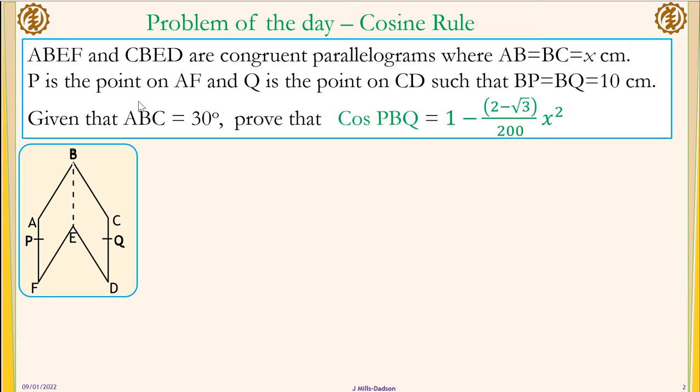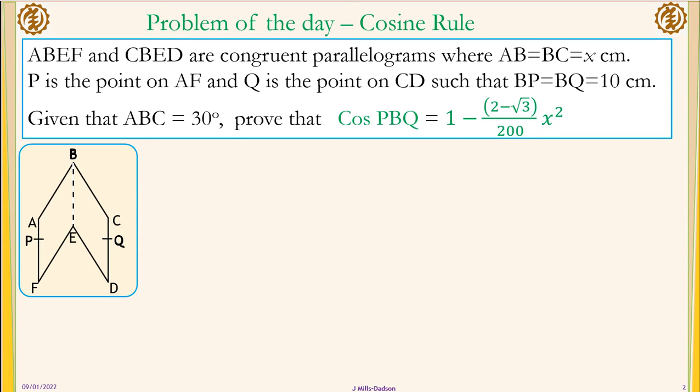P is a point on AF and Q is a point on CD such that BP and BQ both equal 10 cm. Given that angle ABC is 30 degrees, prove that cos BPQ equals 1 minus (2 minus root 3) over 200 x squared. You can pause the video and try your hand at that. When you are ready, you can click play to see the way I solved it.